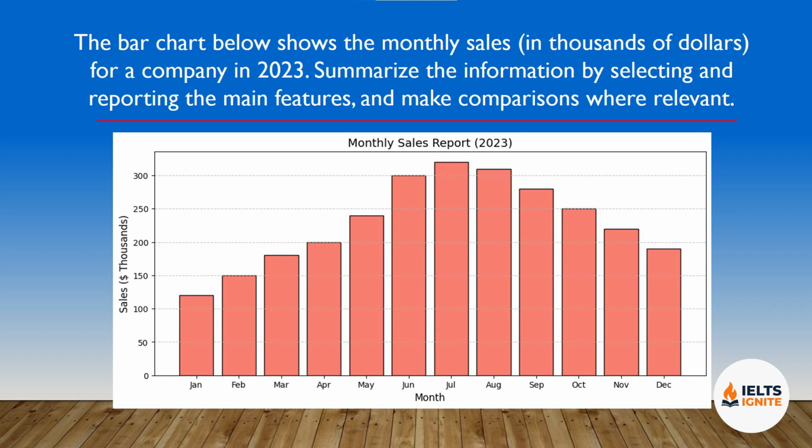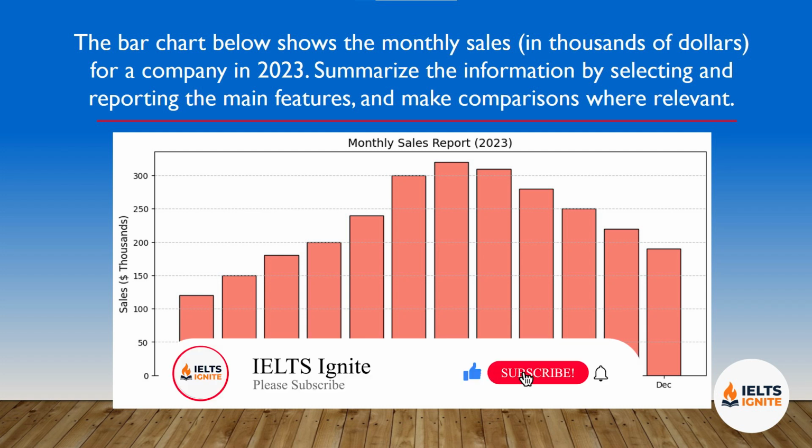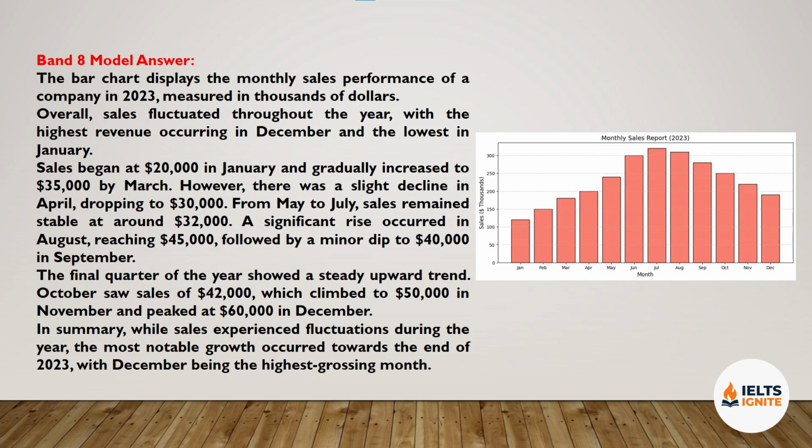Question: The bar chart below shows the monthly sales, in thousands of dollars, for a company in 2023. Summarize the information by selecting and reporting the main features, and make comparisons where relevant. Band 8 model answer. The bar chart displays the monthly sales performance of a company in 2023, measured in thousands of dollars. Overall, sales fluctuated throughout the year, with the highest revenue occurring in December and the lowest in January.